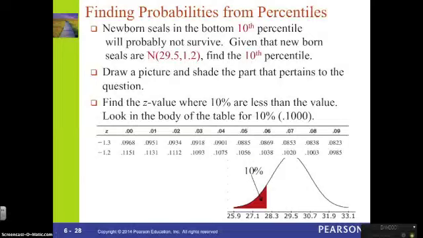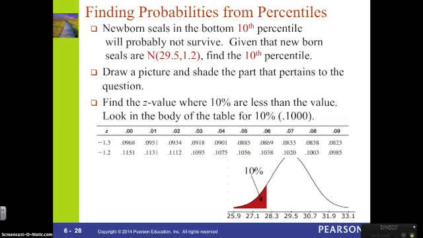In this video, we're going to work backwards. I'm going to give you the percent, and you have to find out the value that corresponds to it. So we're still working with our newborn seals. Newborn seals in the bottom 10th percentile will probably not survive. Given that newborn seals have a normal distribution with a mean of 29.5 and a standard deviation of 1.2, find the 10th percentile. So we start off the same idea as we did before.